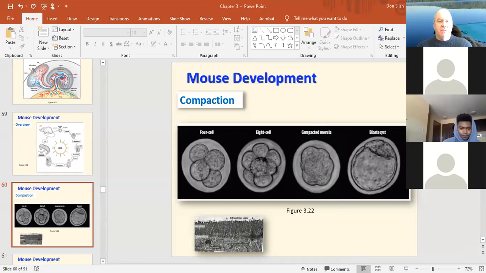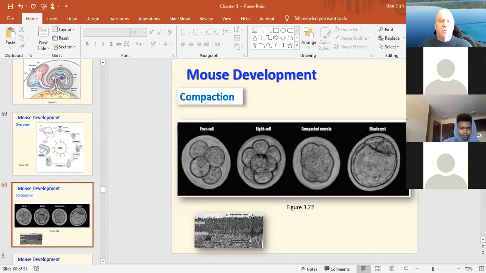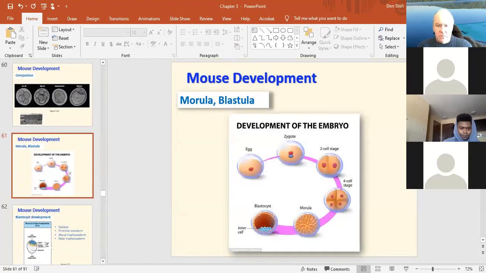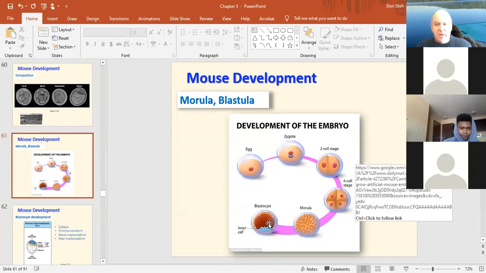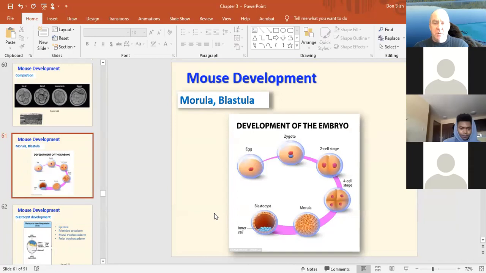Now, this is where things get very interesting and very different from the other models that we talked about. On to slide 61. Okay, so here's the blastocyst stage. So you've got the hollow ball again, like we saw with Xenopus. Didn't see that with the chick or the zebrafish. And then we've got cells down here that are the actual embryo.